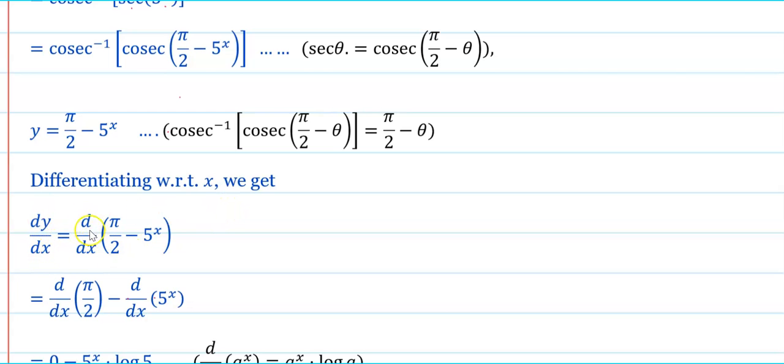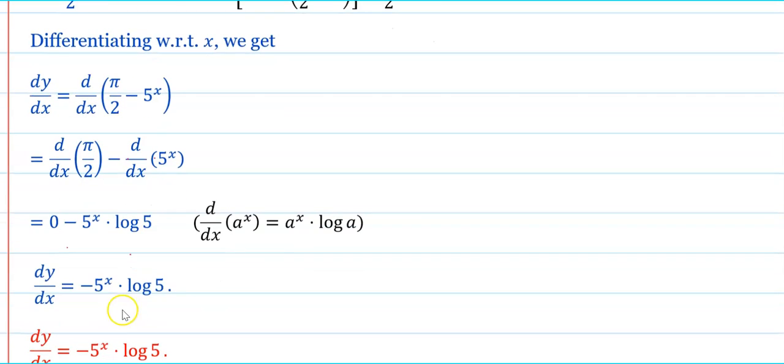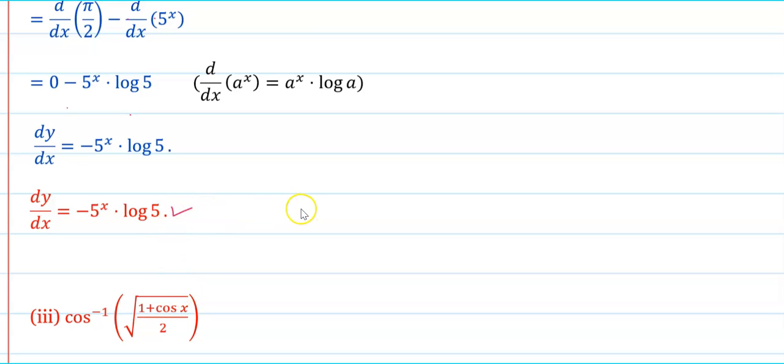Therefore, dy by dx is equal to d/dx of pi by 2 minus pi raised to x. Derivative of pi by 2, which is a constant, is 0. And d/dx of pi raised to x is pi raised to x into log of pi. Means what? It is d/dx of a raised to x. What is the formula? a raised to x into log of a. Similarly, a is pi. Okay. And hence dy by dx is equal to minus pi raised to x into log of pi. And hence this is the answer.